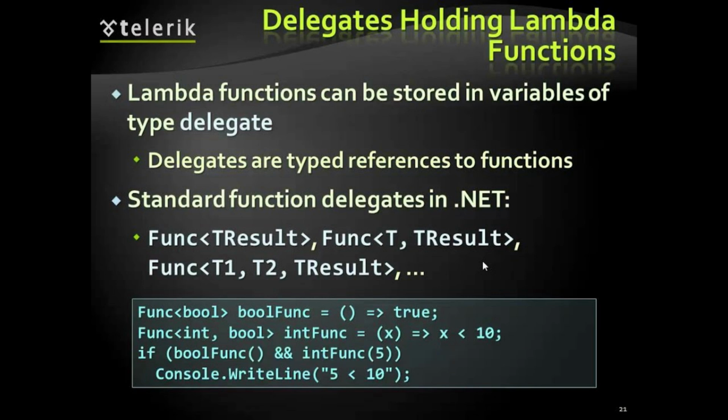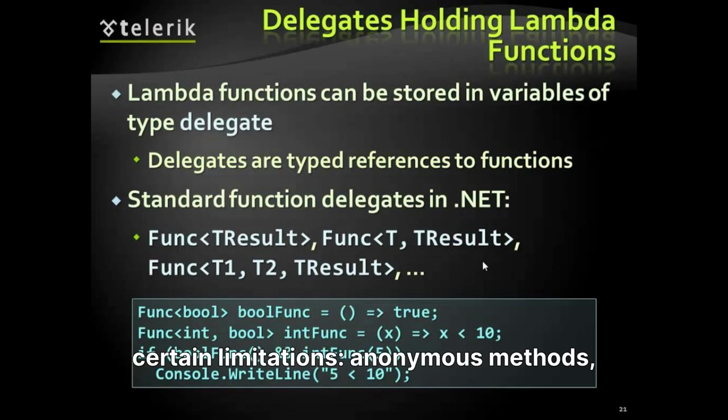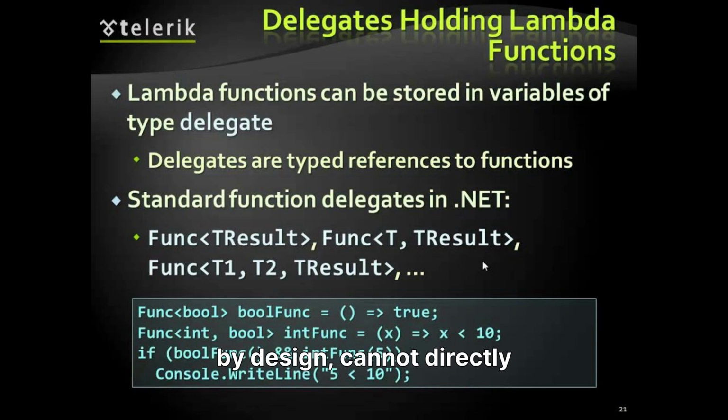It's important to note certain limitations. Anonymous methods, by design, cannot directly utilize control flow statements such as goto, break, or continue within their bodies. These constructs are restricted to traditional named methods.